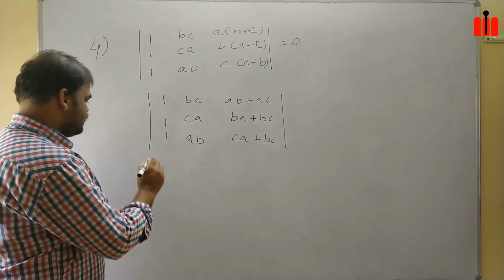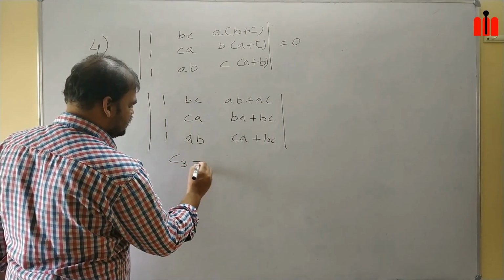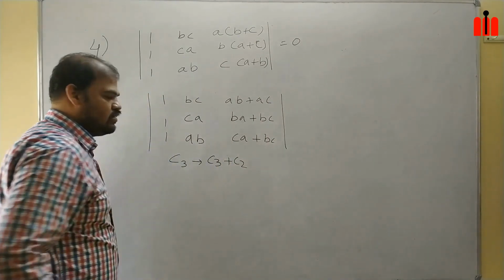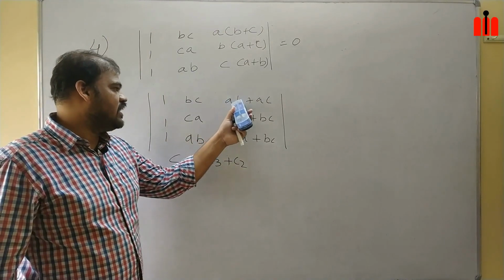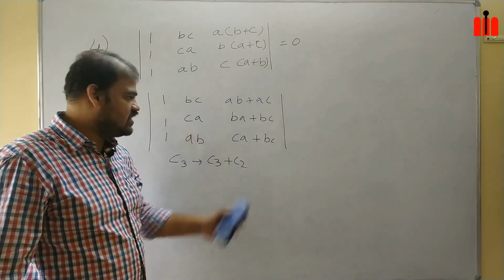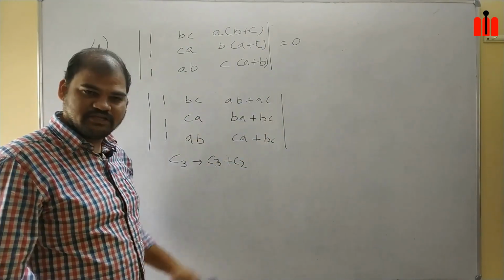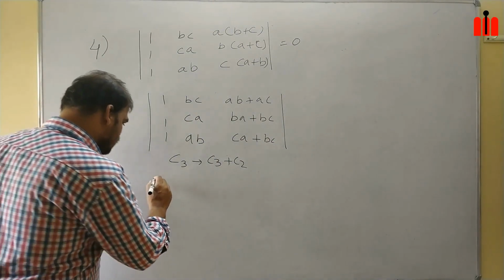After that, I will perform the operation C3 is C3 plus C2. Why am I performing this operation? Because if I perform it, I will get AB plus BC plus CA here, here also, and here also. So I will get AB plus BC plus CA in the entire column. That's why I am performing this operation.